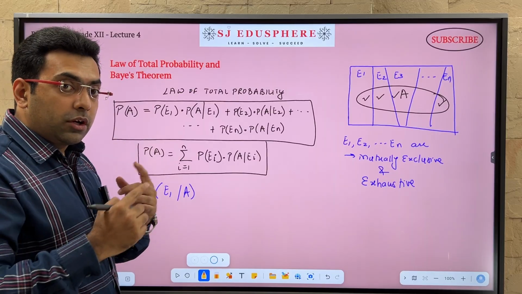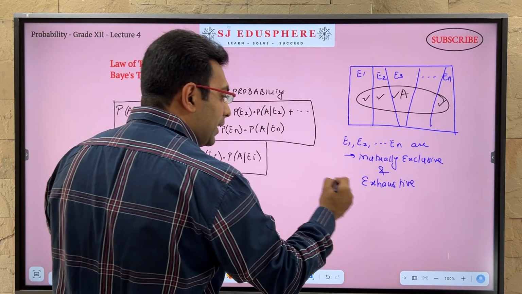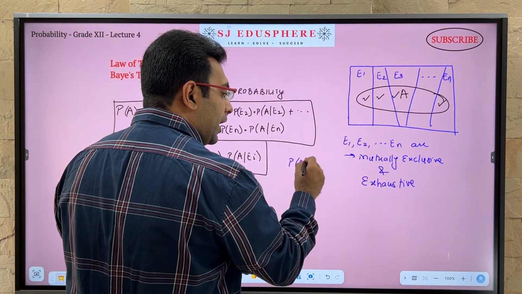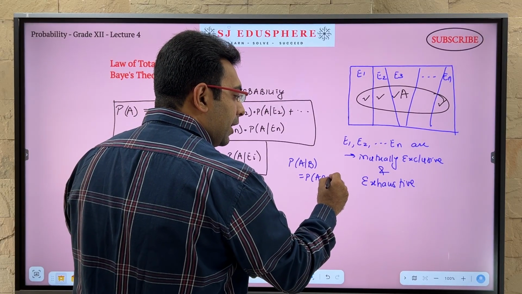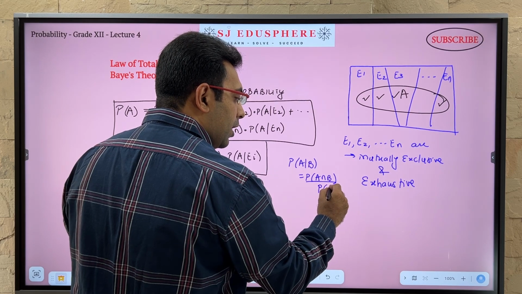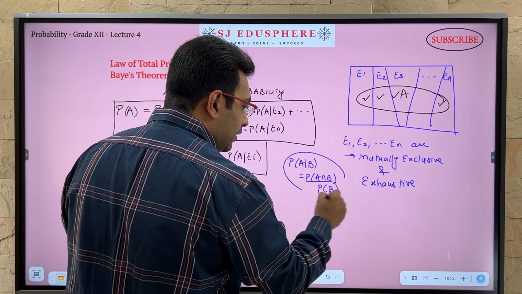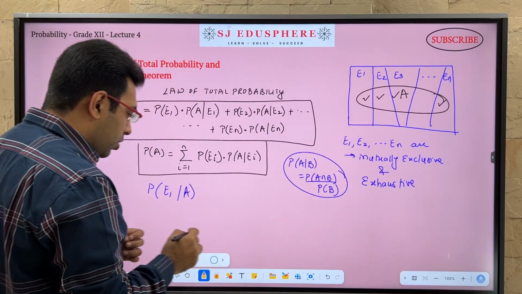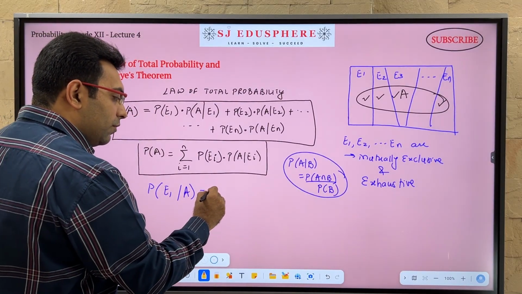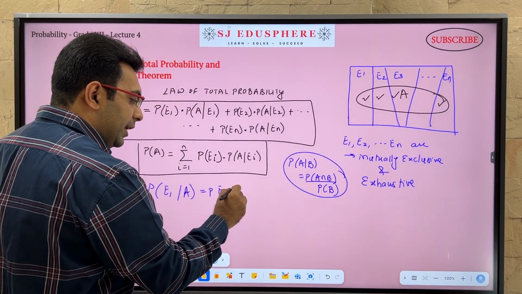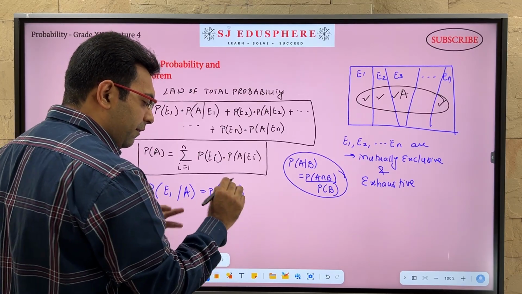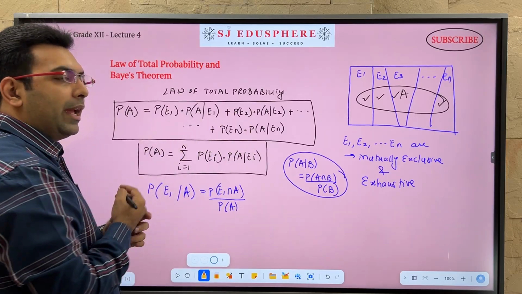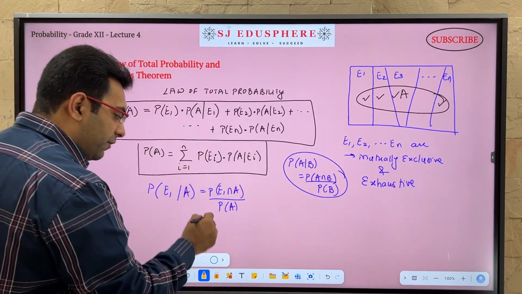So, if you recall conditional probability, our probability of A given B was probability of A intersection B upon probability of B. I am using my Bayes knowledge. This over here will be E1 intersection A upon probability of A. Wait, I already found A.